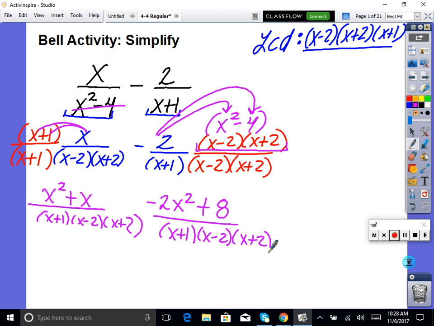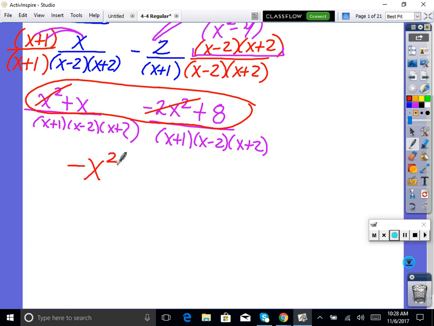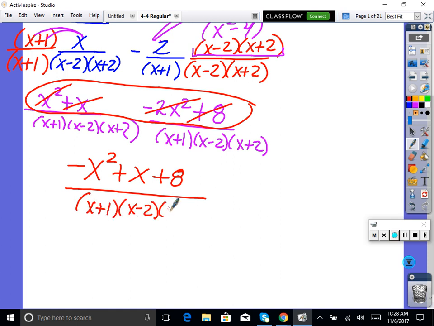Now, guys, look. Our denominator is the same. Why did we get a common denominator? So we can now combine the numerator. Your next step, you do not simplify right here. Your next step is to combine the numerator. Negative 2x squared plus 1x squared, negative 1x squared. Then we have plus x, don't we? Plus 8. And that's all over, now we can write it over one fraction, x plus 1, x minus 2, x plus 2.